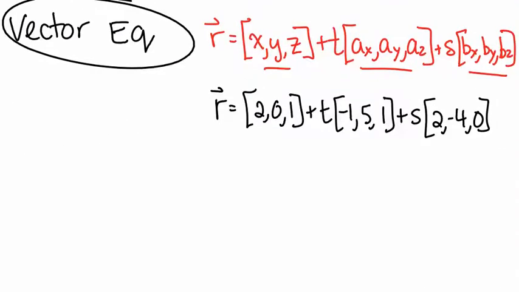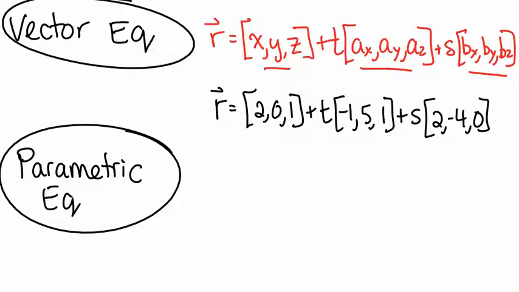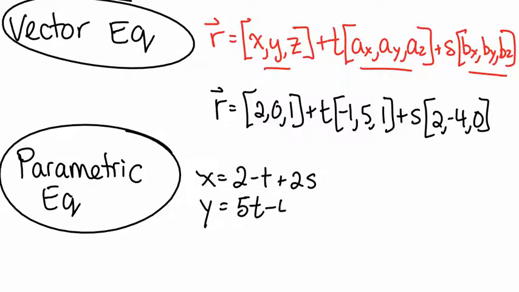Okay, so that's a vector equation, and then the rest of the stuff is exactly the same as a line. So if you wanted to make a parametric equation, just isolate your x, y, and z components. So x would equal 2 minus t plus 2s. y would equal 0 plus 5t minus 4s, and z would equal 1 plus t minus 0s, so 1 plus t. So those are my parametric equations.